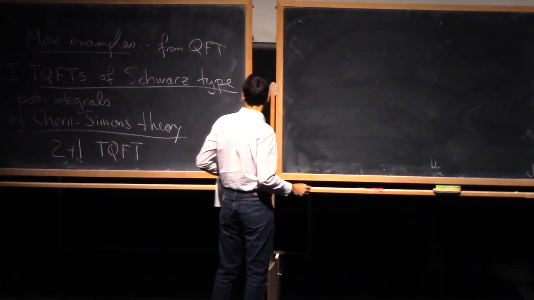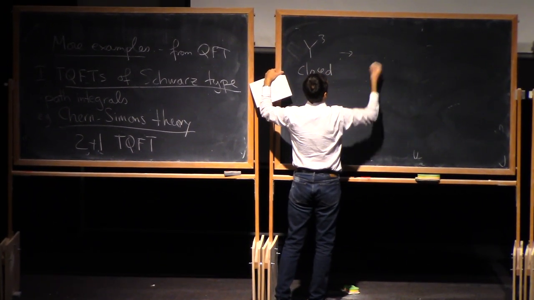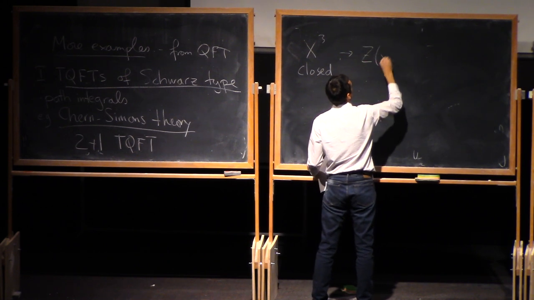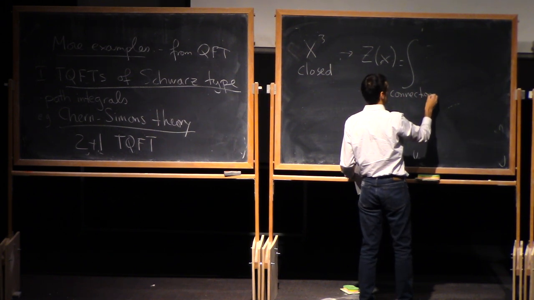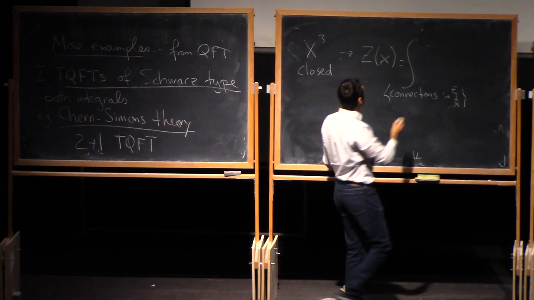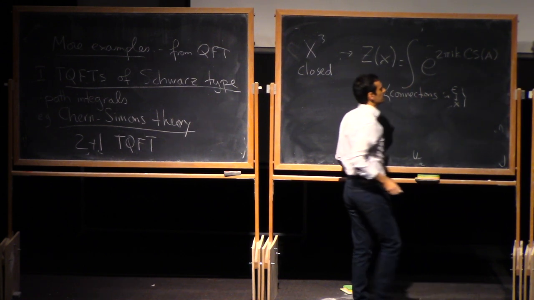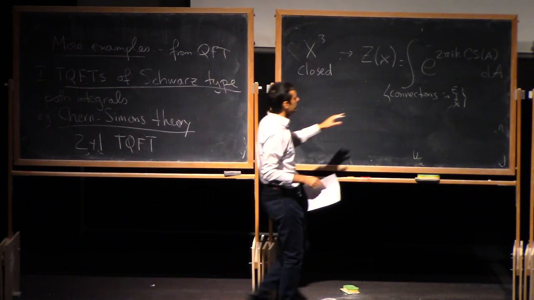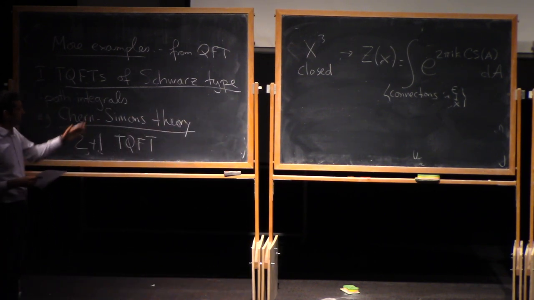And let me not tell you what it does to two manifolds, but let me tell you what it does to a closed three manifold. It associates some number. Let me call the manifold X. So Z of X is the integral over the space of all connections A in some given bundle over X, let's say the trivial SU(2) bundle, of e to the 2 pi i k times the Chern-Simons functional of the connection, dA. So this is an infinite dimensional space, and this integral doesn't make too much mathematical sense. I mean, people do work trying to make sense of it, but roughly that's what it is.